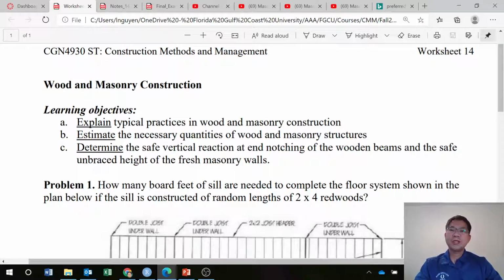Today's lesson we learn wood and masonry construction, and we have three learning objectives. Explain the typical practices in wood and masonry construction. We estimate the necessary quantities for wood and masonry structures and determine the safe vertical reactions at the end notchings of the wooden beams when we need to notch the beams, and the safe unbraced height of fresh masonry walls to withstand the winds. And those are the learning objectives we have.